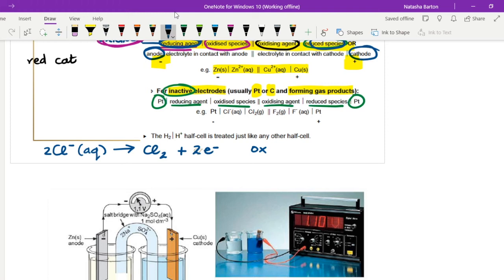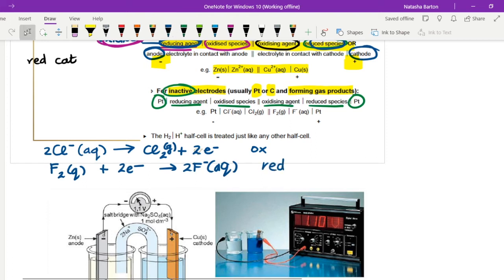And then for the fluorine gas, we start off with F2 gas. So this is a gas as well. This is going to gain the two electrons and it's going to form the fluoride ions in solution. We can write out the net reaction, but it's not necessary.